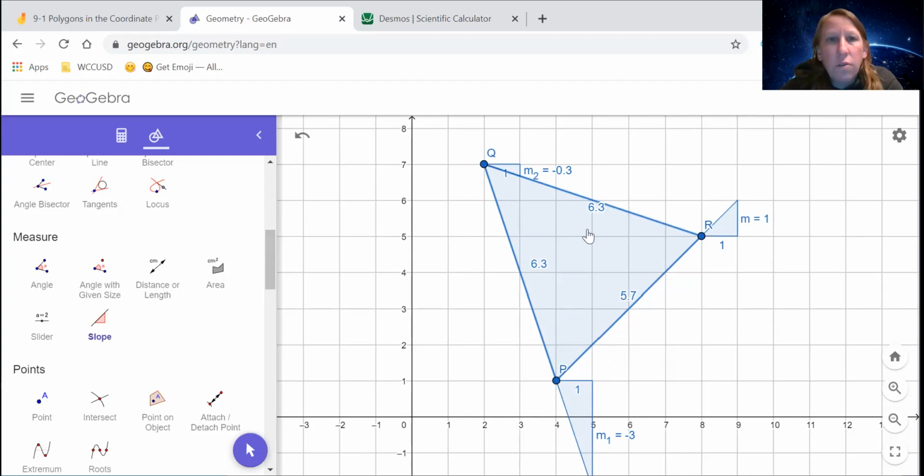It's obviously acute. So I'm going to screenshot this so that it's in the notes so you can see how I did this problem, and something like that.